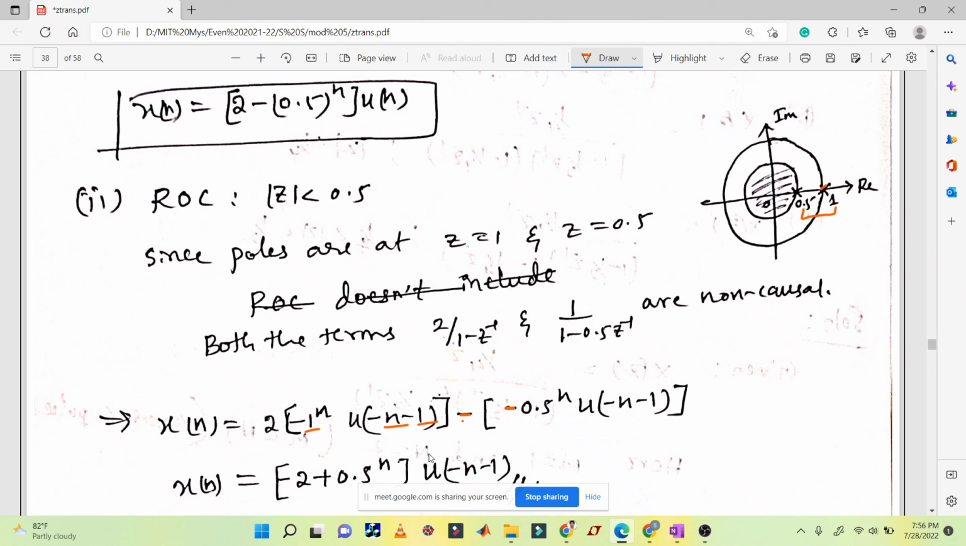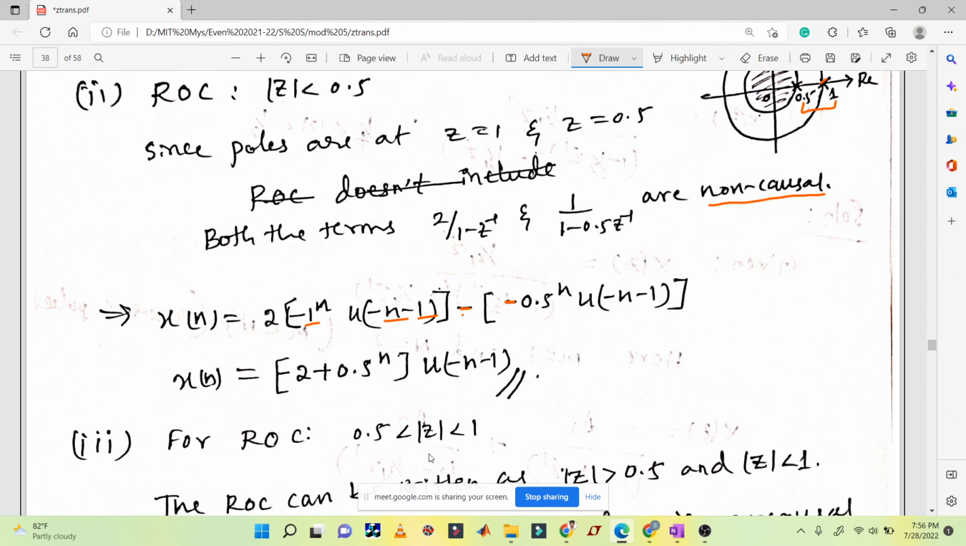So both are non-causal, left sided sequences. I had taught you, non-causal. Right sided sequence is always causal. So this is the answer. And this is simplified, if you take U of minus n minus 1 outside, this is what you get.